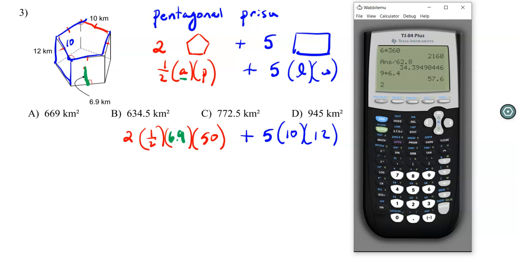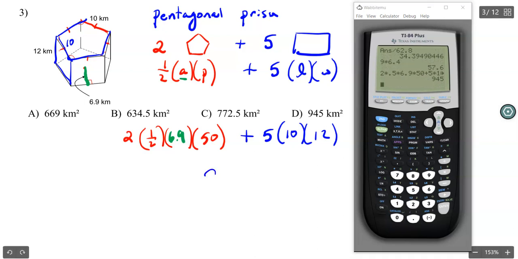So 2 times 0.5, I know that's going to be 1, so that was kind of unnecessary, times 6.9 times 50. And then I'm going to add to that the 5 times 10 times 12. Probably should be using parentheses, but I know the order of operations on the calculator, so I'm pretty confident this is going to be good, except for I put 5 times 10 times 10. So I got to change that to 12.